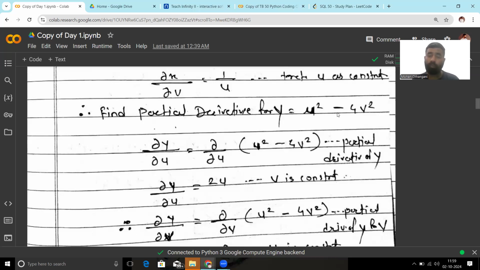Because v is constant, this term, which I highlighted, is constant in that condition. So in the equation we find 2u, since v is constant in that condition.